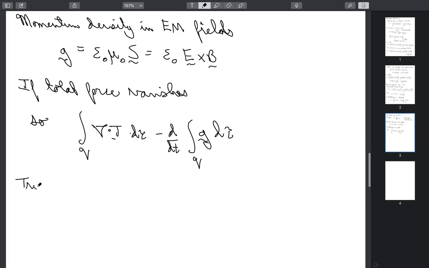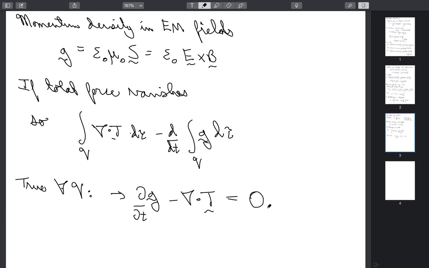And if this is true for any volume V, that tells me that I have a conservation law. Here I could take the partial time derivative inside. I would just get that the partial time derivative with respect to time of g minus the divergence of the Maxwell stress tensor is equal to 0. Okay, so this is the continuity equation for momentum.